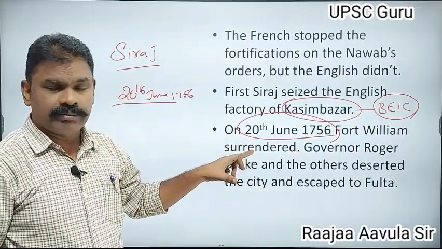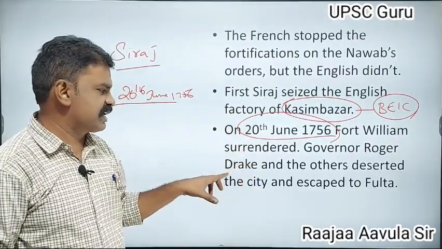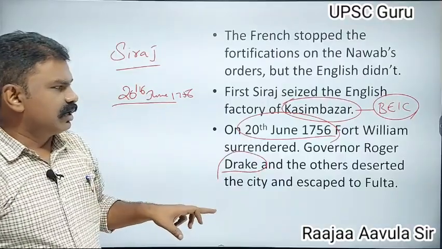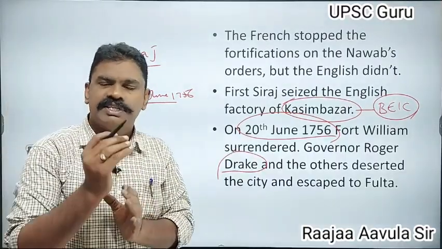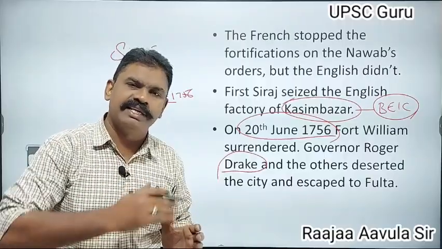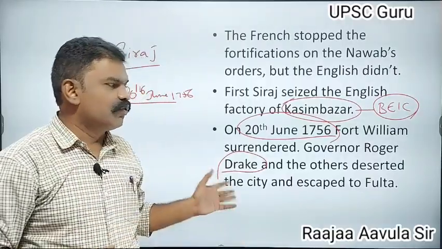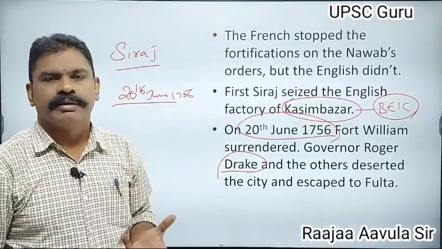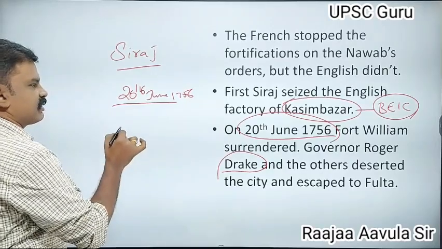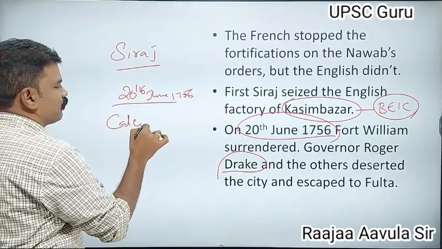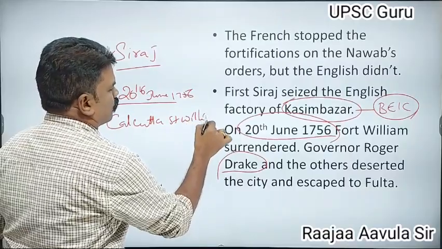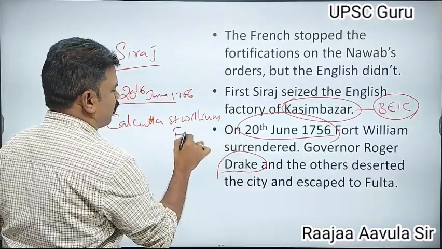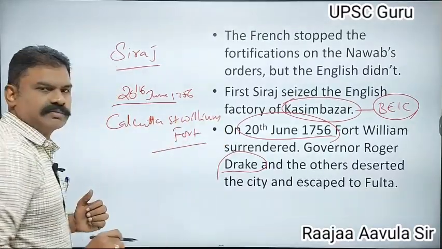By this time, the Fort William governor was Roger Drake. Roger Drake was defeated, and he escaped to the Phult Islands of Indonesia. Calcutta, St. William Fort, was captured by Siraj-ud-Dawla.